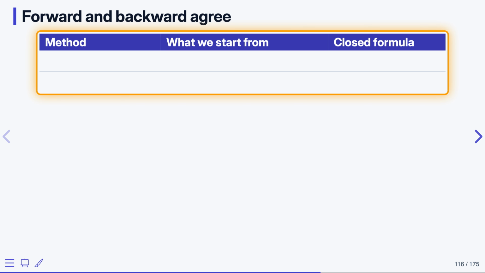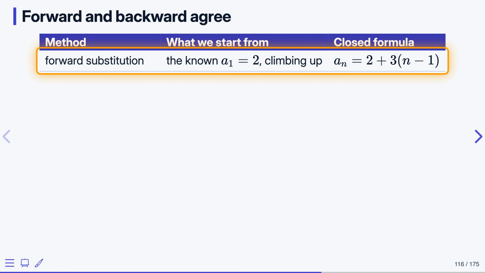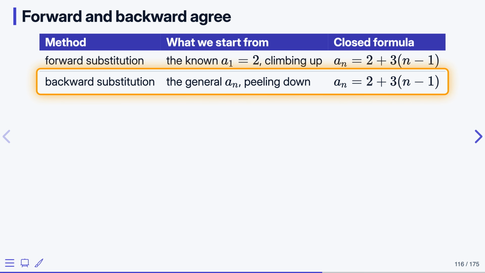Let us put the two methods side by side. Forward substitution starts from the known first term, a sub 1 equals 2, and climbs upward. It gave a sub n equals 2 plus 3 times n minus 1. Backward substitution starts from the general term a sub n and peels downward until it reaches a sub 1. It gave exactly the same formula. Two different roads, one answer.